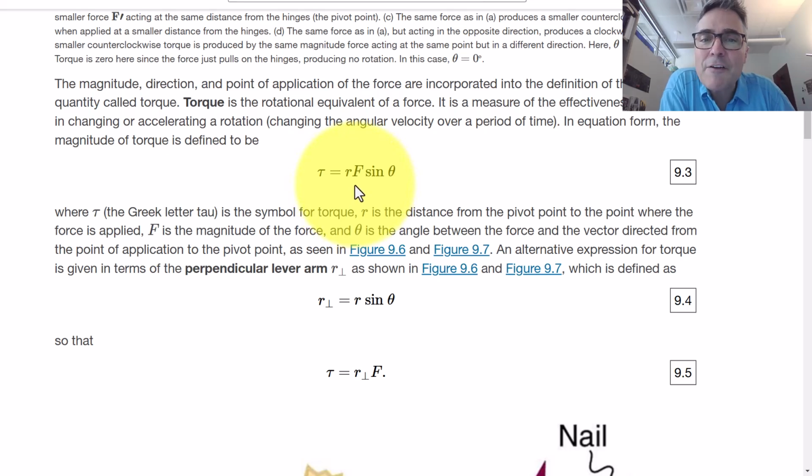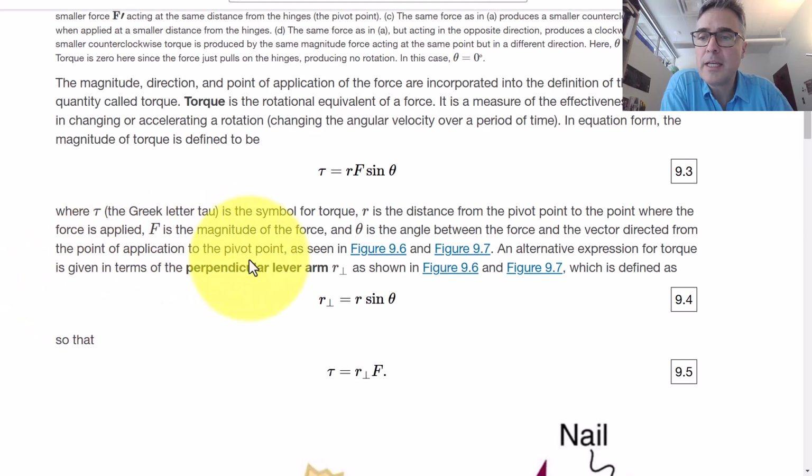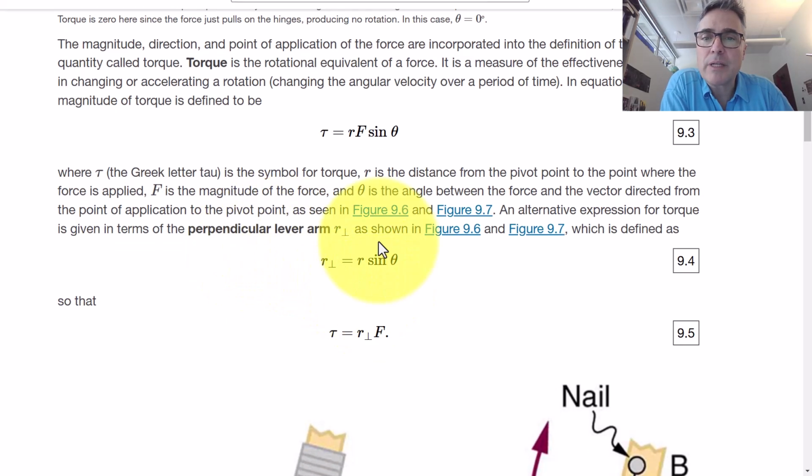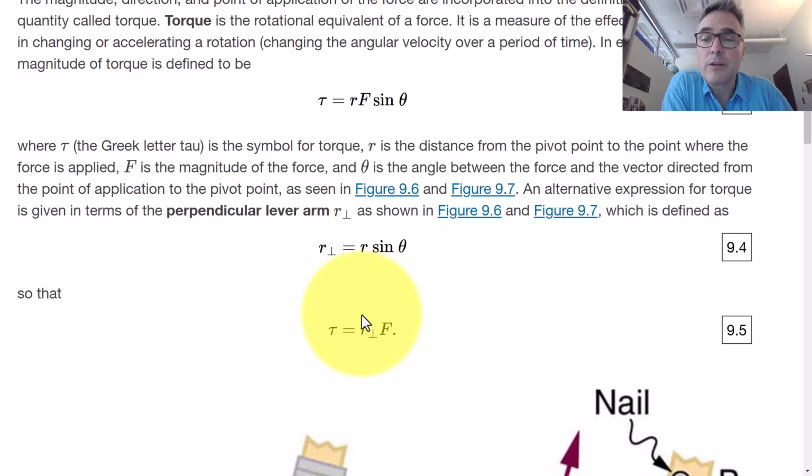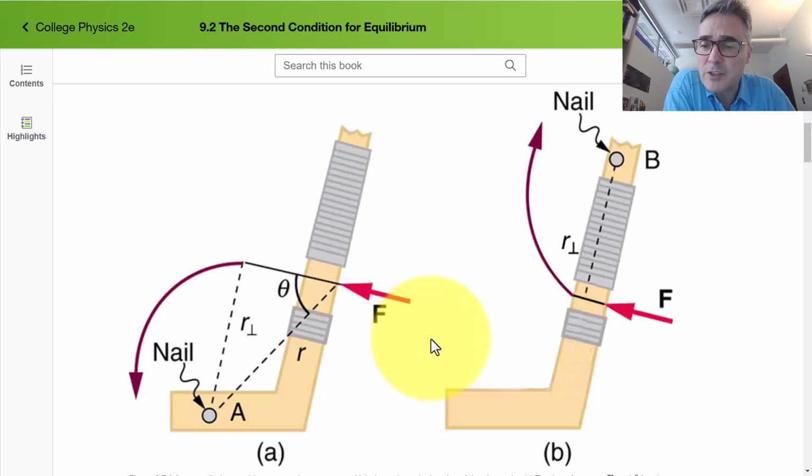So we don't really have a very good word for the symbol r. We just say it is the distance from the pivot point to the point where the force is applied. But what you can do is rearrange this equation a little bit. So you've got F times r sine theta, and you say r sine theta is this r with a little perpendicular sign. And that's called the perpendicular lever arm. So when you arrange it like that, tau is the perpendicular lever arm times F. And that can be a really good way of solving problems.